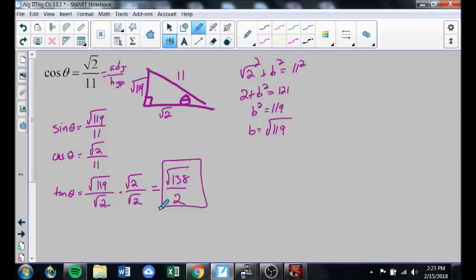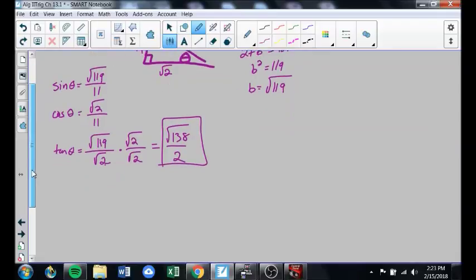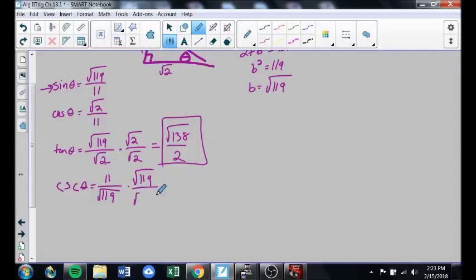So then cosecant is next. I didn't leave myself a ton of room, but cosecant is 1 over sine. So cosecant of theta is going to be 11 over the square root of 119. But I'm not allowed to have radicals in the bottom, so I multiply by root 119 on top and bottom. And I get 11 root 119 over 119. If I could simplify any further, if the 11 and the 119 could cancel or reduce, I would do that, but it can't, so I don't.